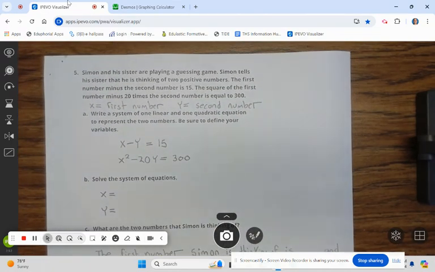Number 5. Simon and his sister are playing a guessing game. Simon tells his sister that he is thinking of two positive numbers. The first number minus the second number is 15. The square of the first number minus 20 times the second number is equal to 300. So first, let's go ahead and define our variables. So x equals the first number, y equals the second number. 5a. Write a system of one linear and one quadratic equation that represents the two numbers. Be sure to define your variables. So the first equation is x minus y equals 15, and the second equation is x squared minus 20y equals 300.